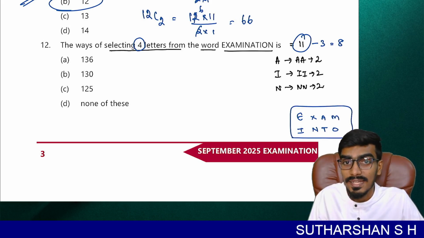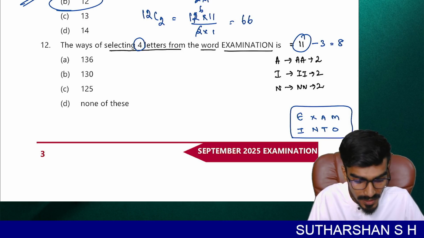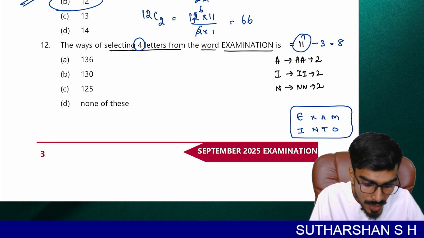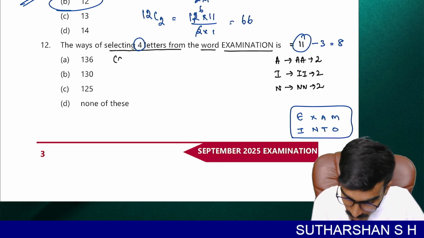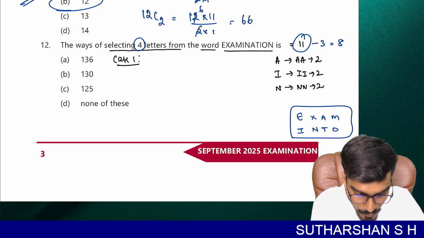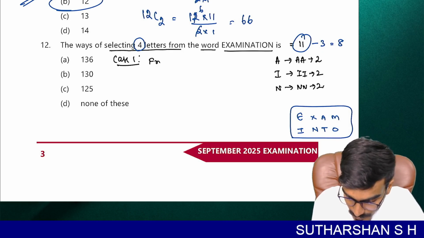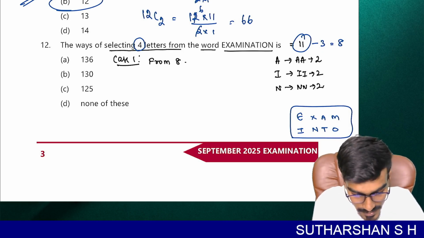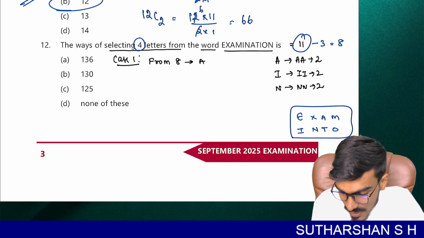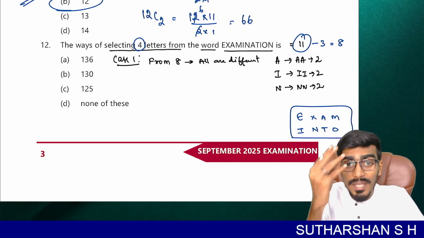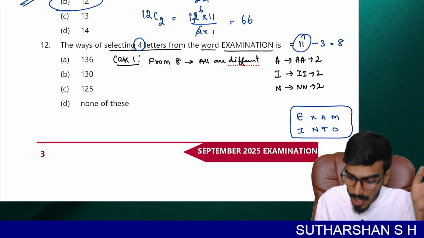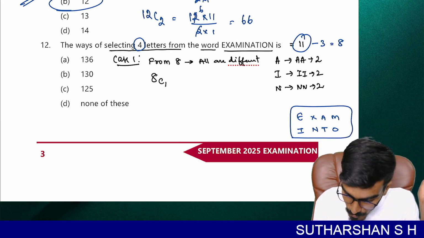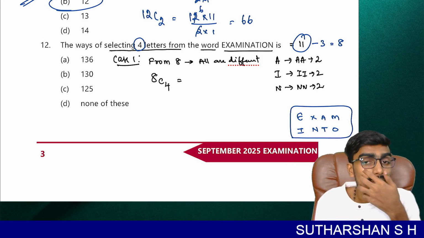From these 8 letters, what can I do? There will be a case to case difference. What is case 1? From these 8 letters, all the letters which I picked for the 4 letters are different. If all of them are different, out of 8, I need 4. So 8C4. What is 8C4, guys?